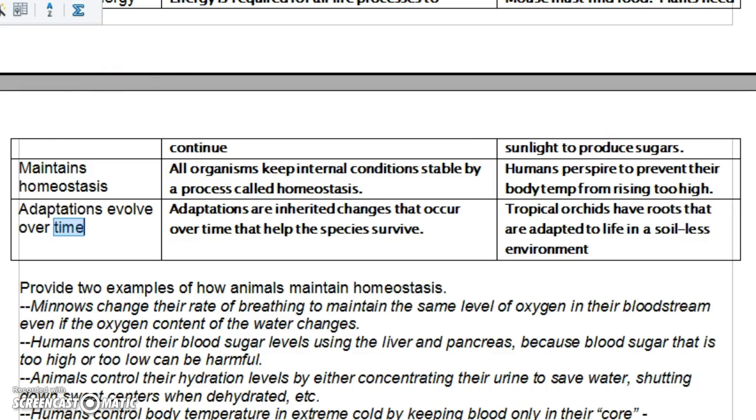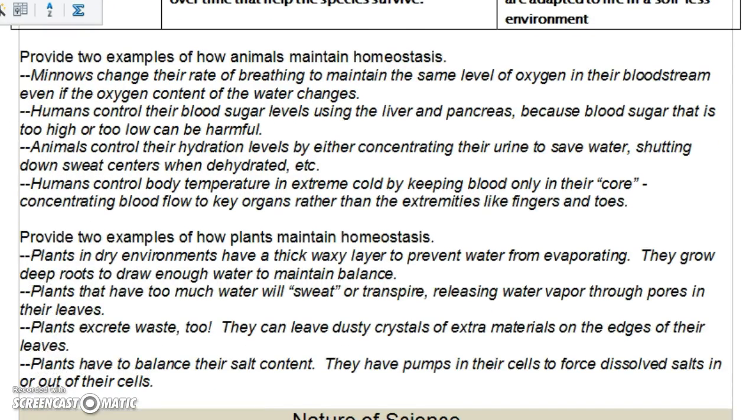Alright, so here's some more examples of homeostasis down here. I have lots of them. In minnows, we saw that they changed their breathing rate so that they could have the same level of oxygen no matter what happened to the oxygen around them. Internally, they had the same. We control blood sugar using our liver and pancreas. If it's too high or too low, it can be really harmful. You can actually fall into what's called a diabetic coma. If your blood sugar gets too low, it just can't fuel your brain very well. If your blood sugar gets too high, it kind of puts you in overdrive, and it's kind of like a panic attack reaction in some people.